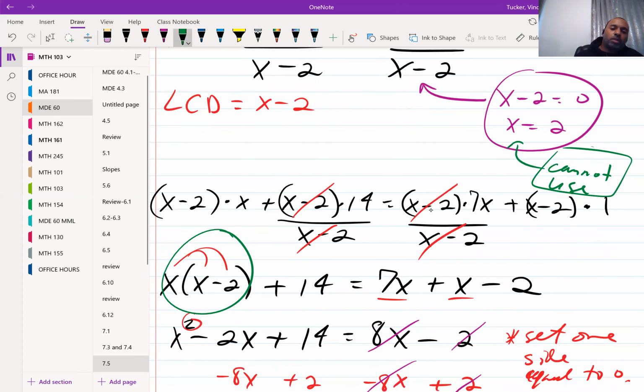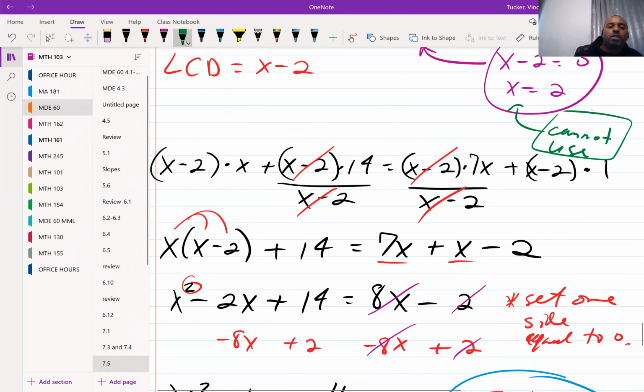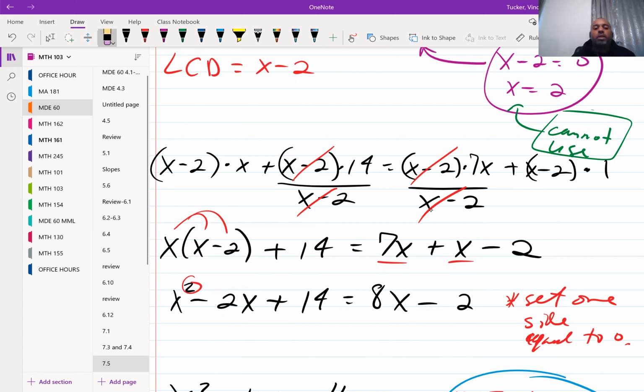So here we have x times x minus 2. Excuse me, that'll give us x squared minus 2x plus 14. 7x is still left from that, and then x minus 2, so combine your like terms. Let me erase this. You have 8x minus 2 on the right.